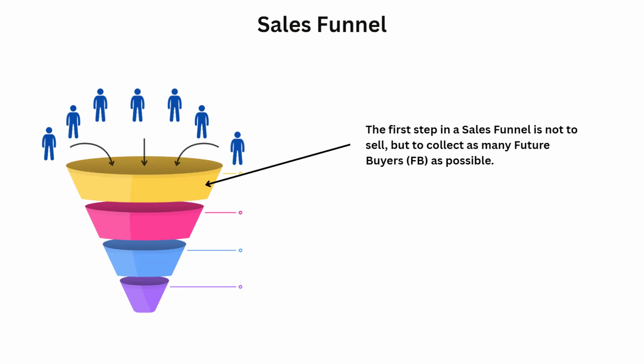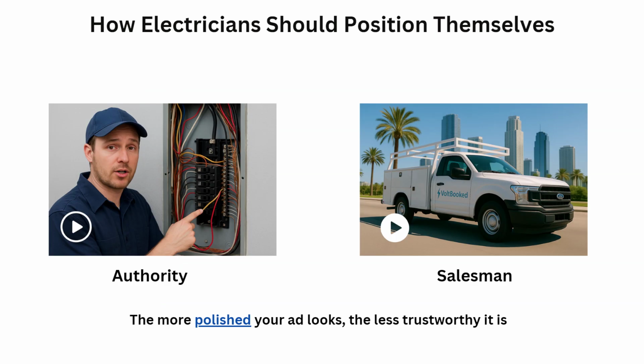But don't freak out, okay? You don't need to be a professional actor, you don't need a pretty face, and you definitely don't need to be a filmmaker to create a great 45-90 second video ad. All you need is a smartphone, you don't even need a fancy camera. What you need is a video ad that positions you as an authority, a professional electrician who knows what he is doing, an expert. The worst thing you can do is create an ad that positions you as a salesman.